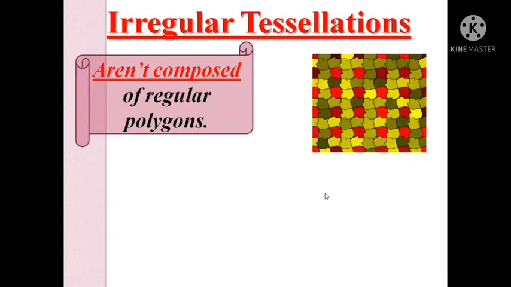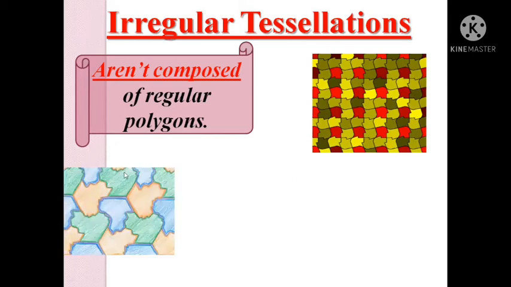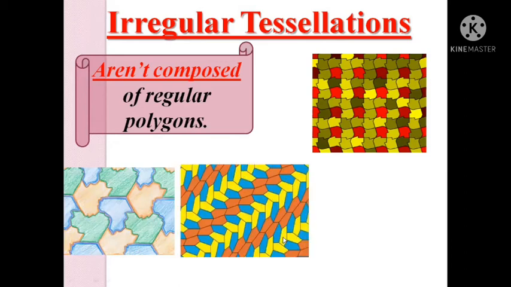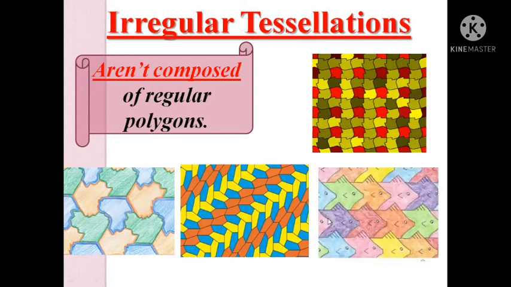Let us see. Could you see? Are these regular polygons? No, they are not regular polygons. But they are fitted together. There is no gap between each and every shape. So it is called irregular tessellation. This is also one of the irregular tessellations. Here is one more example, another example. They are all called irregular tessellation.